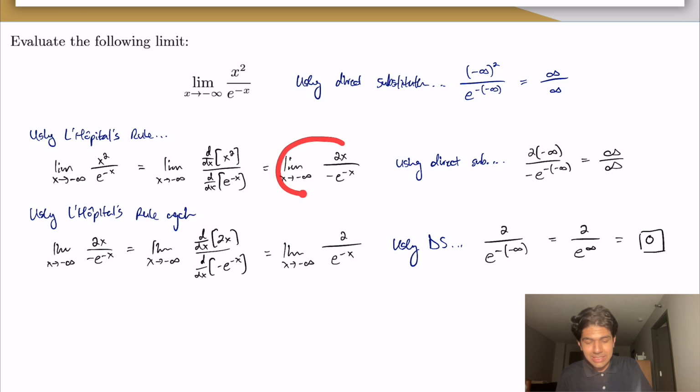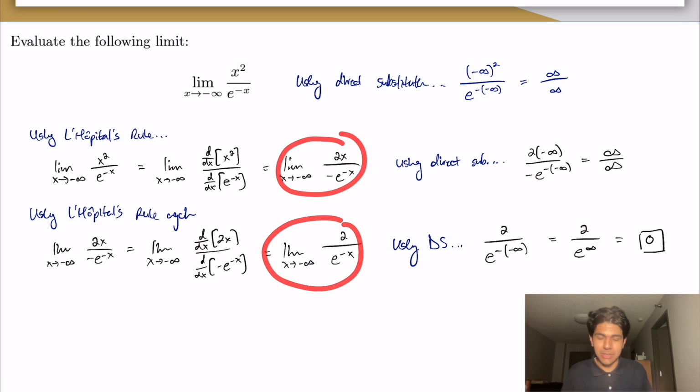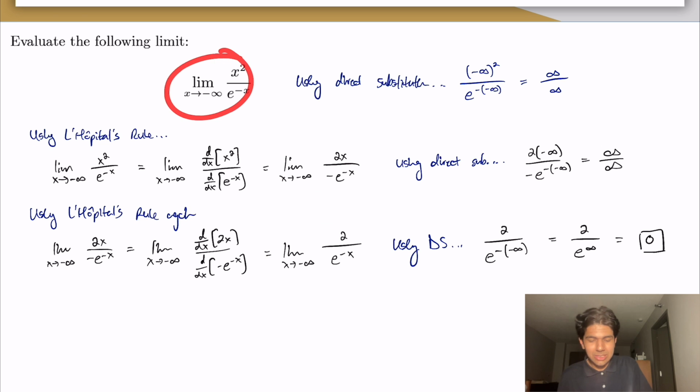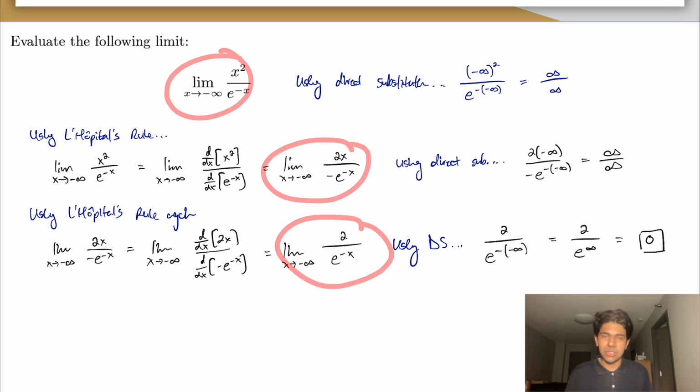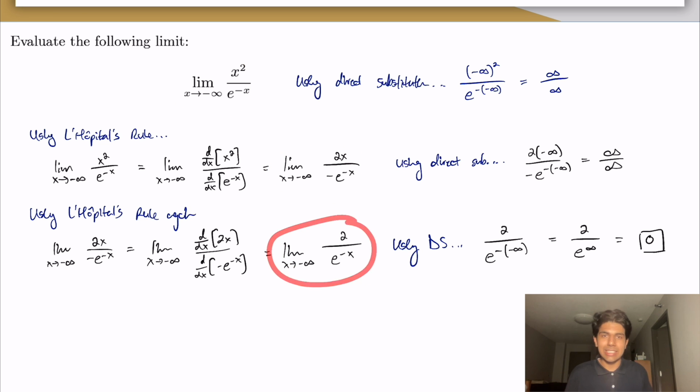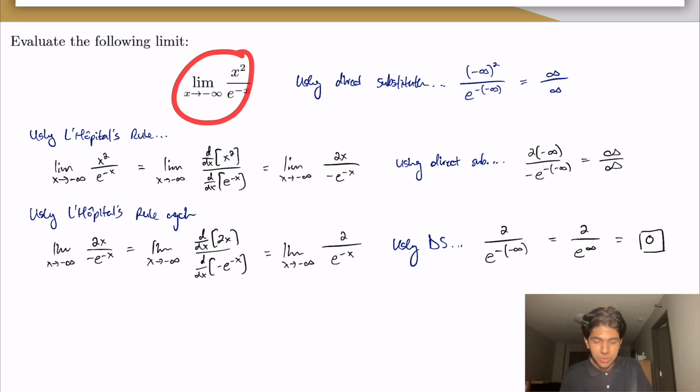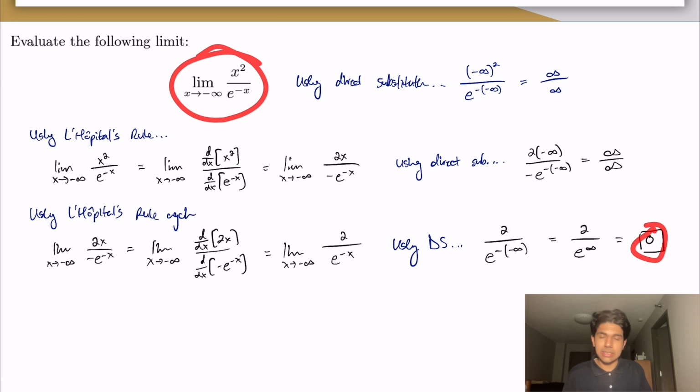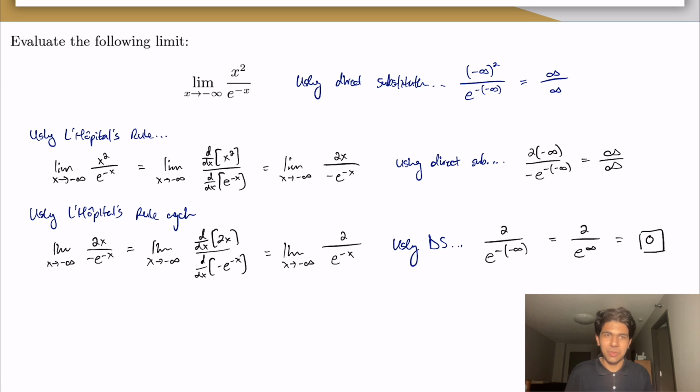And we concluded this limit is equal to this limit. So these three circled limits are all equivalent to each other, and this last one was the easiest to solve. That's how we got our answer. Since all three were equal to each other, we can conclude that the limit we started with is equal to 0 as well. So there you go, that's your first example using L'Hopital's rule.